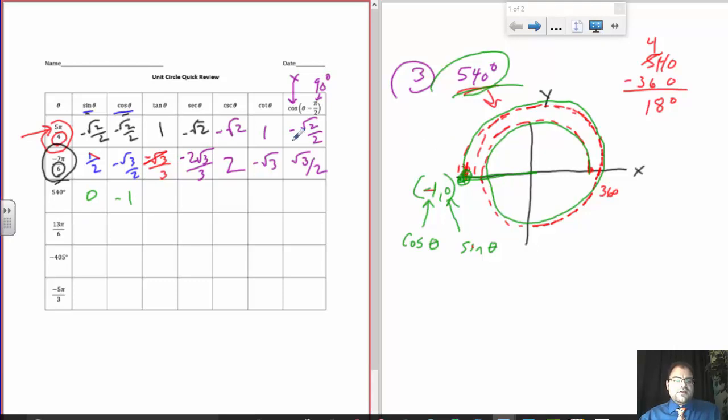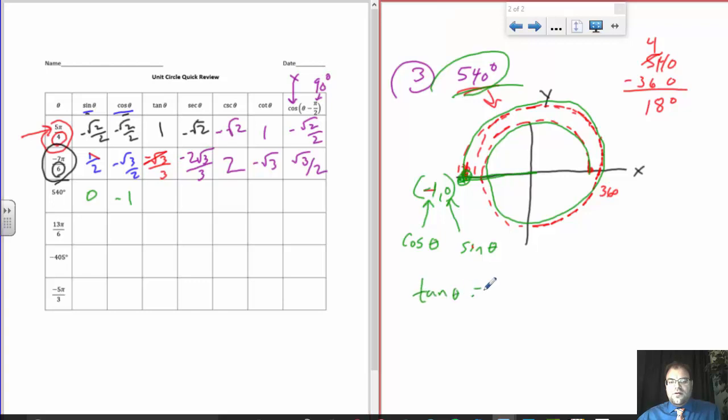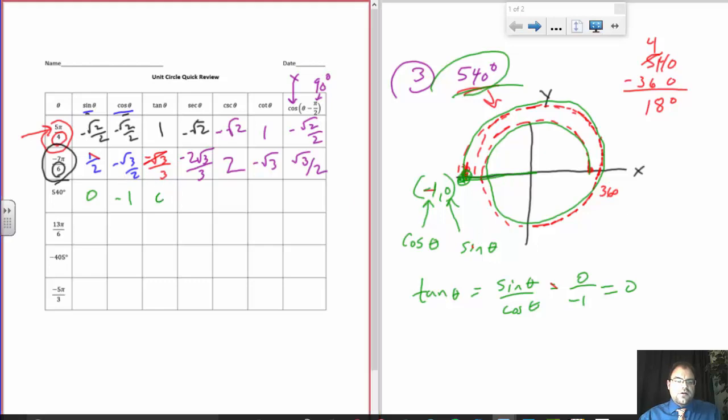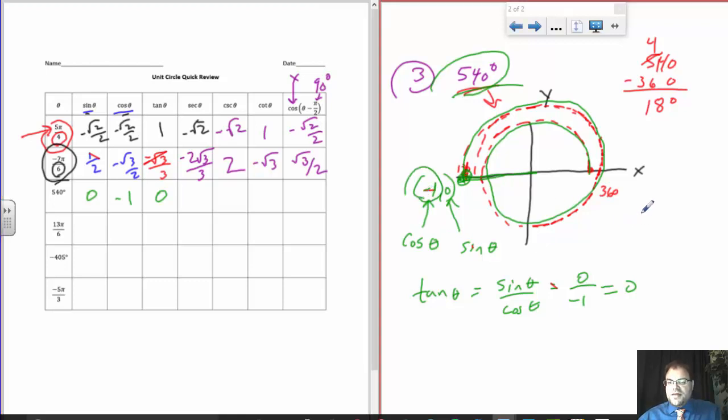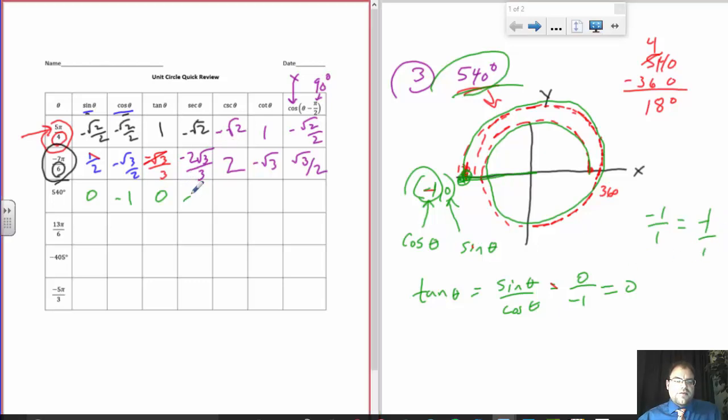Tangent, as we know, is simply the sine over the cosine. I can see that this is 0 divided by negative 1, which is going to be 0. So that's the answer for tangent. The secant is the reciprocal of cosine. So if I say cosine is negative 1 over 1, and I flip this upside down, I'll still get what? I'll still get negative 1 over 1. So this is the same answer as cosine itself. It'll be negative 1. That's secant, okay?